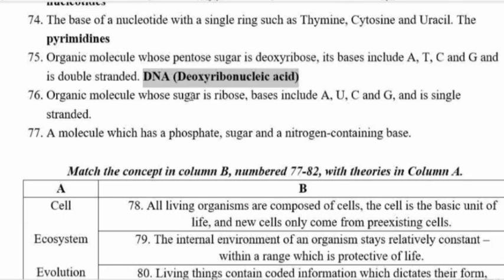Then number 76, organic molecule whose sugar is ribose, bases include adenine, uracil, cytosine, and guanine, and is single-stranded. So that one you call RNA, and then you have in brackets ribonucleic acid. Ribonucleic acid, RNA.